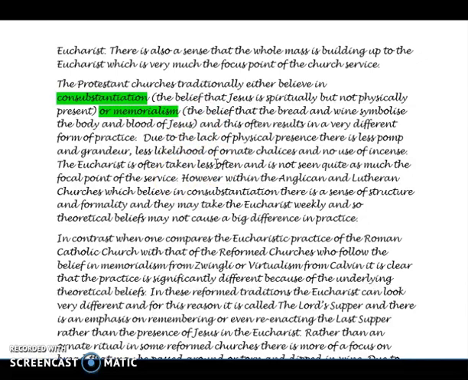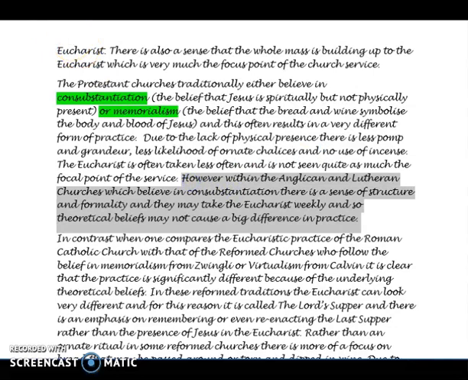And so because they think that there is not a physical presence in the bread and wine, there's less sort of pomp and grandeur about it. So you will not have the ornate chalices, you will not have the incense. Also, the Eucharist is taken less often and perhaps is not so much of a focal point of the service.